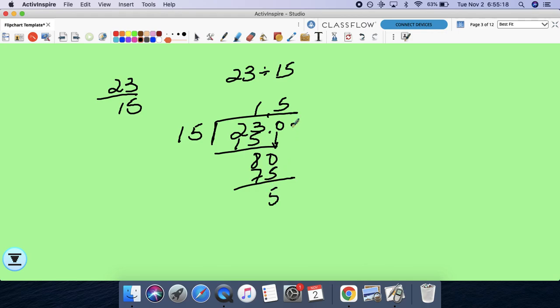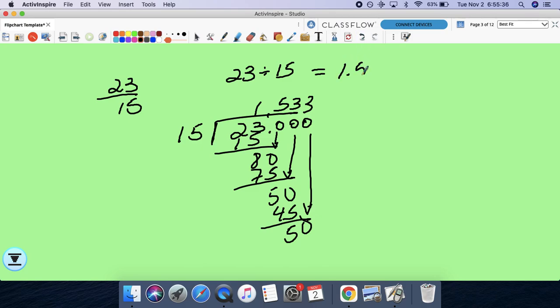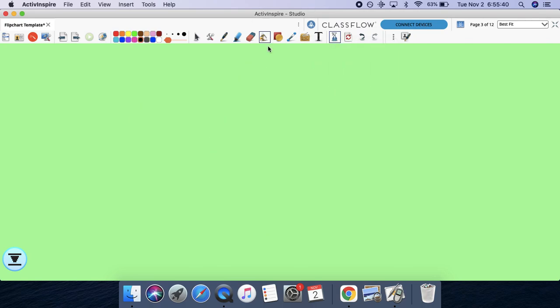5 left over. Let's bring another 0 down, see how far we can go. This looks like a 3, 45. Well, now I know it's going to be repeating. So this should be both a positive and a positive, so 1.53. Right. Second one.